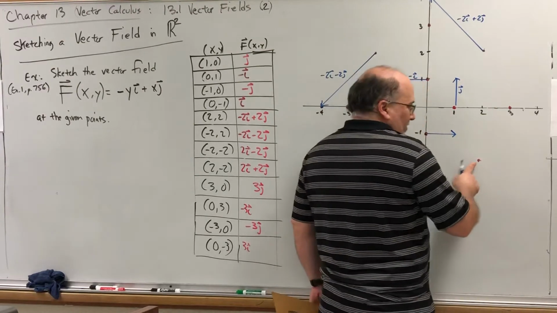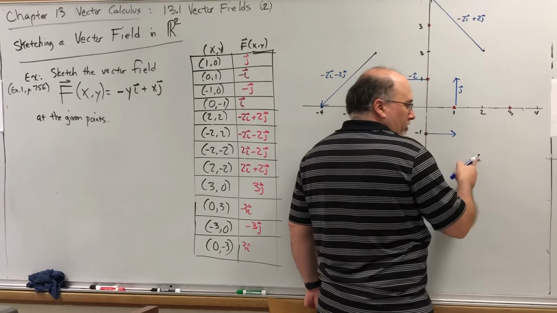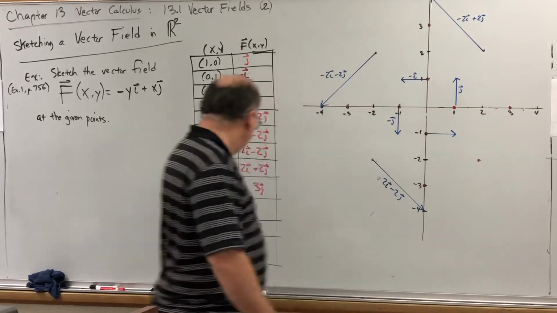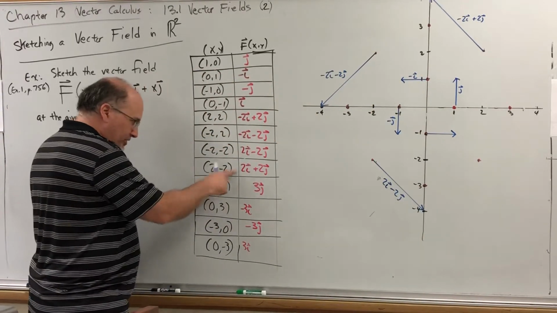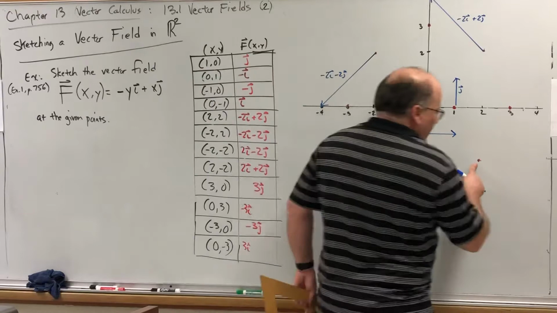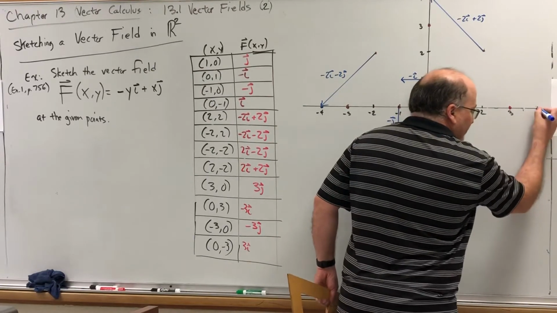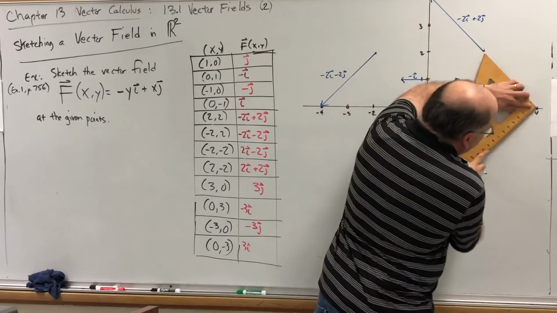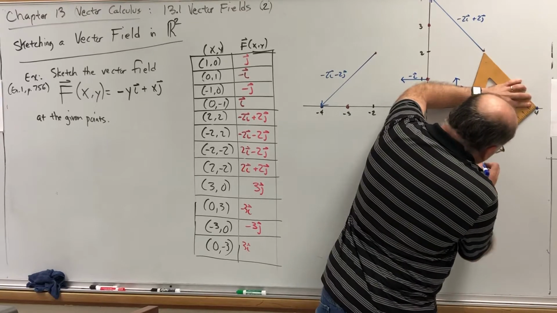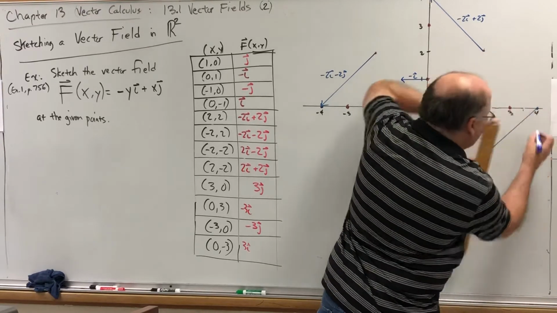I know it's over there, but I forgot what it was. If this is following the same pattern, I'm going to predict it to go here. It should be 2i plus 2j. At the point 2, -2, it is 2i plus 2j. So here we go over 2, up 2. That puts us at 4 on the positive x-axis. That's the terminal point, with the initial point being back at 2, -2.